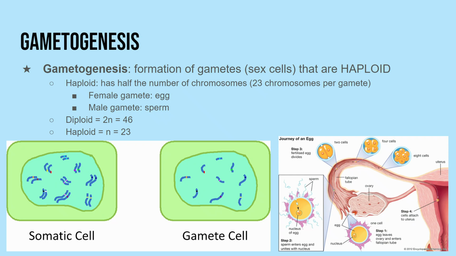Okay, so I want to start with a review of gametogenesis. So again, this is the formation of gametes or sex cells that are haploid, and haploid is just N versus 2N is diploid. So whenever you see an N, that means that that cell has 23 chromosomes. 2N means 46. So we're forming haploid gametes, and in females this is an egg, and in males this is the sperm.